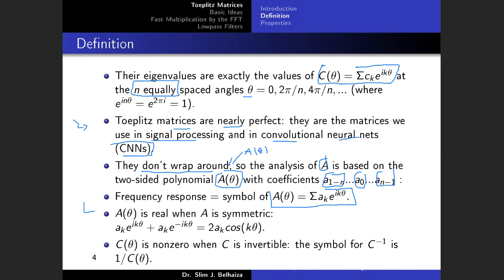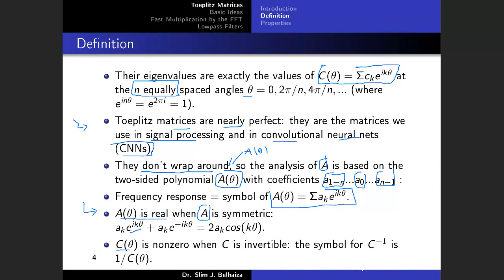Now this polynomial is real when A, the Toeplitz matrix, is symmetric. In that case, we have that A_k times e to the power i k theta plus A_k times e to the power minus i k theta is equal to 2 times A_k cosine k theta. So what happened here is that the imaginary part disappeared, okay? Because you just added two conjugate numbers.